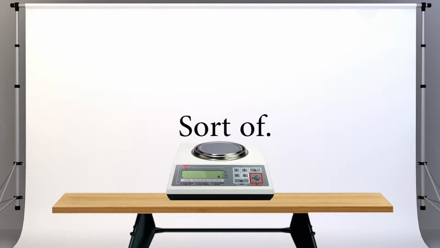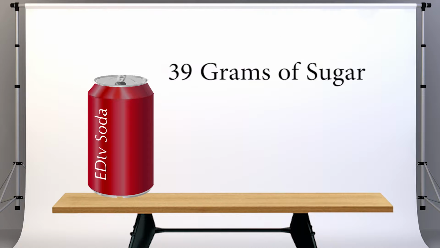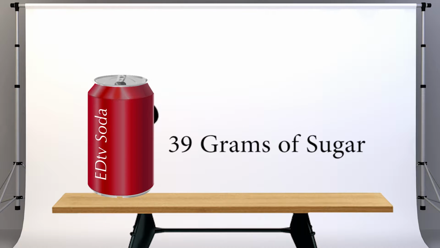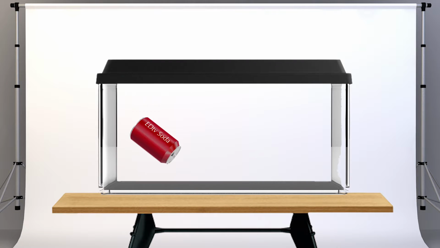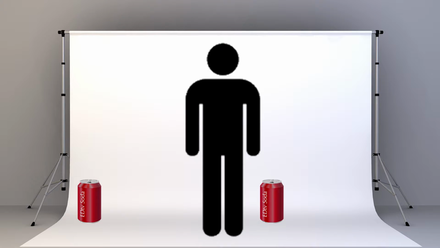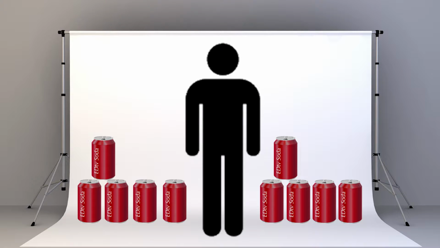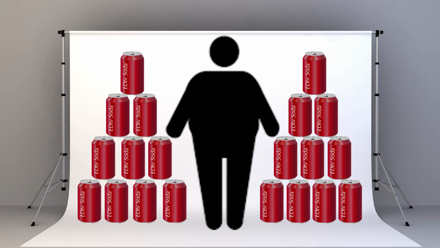Sort of. You see, the regular soda has 39 grams of sugar. But what does that mean? About 18 packets of sugar in 1 can of regular soda. The reason the regular soft drink sinks is the sugar content. If you drank 1 can of soda every day for a year, you would consume 32 pounds of sugar.